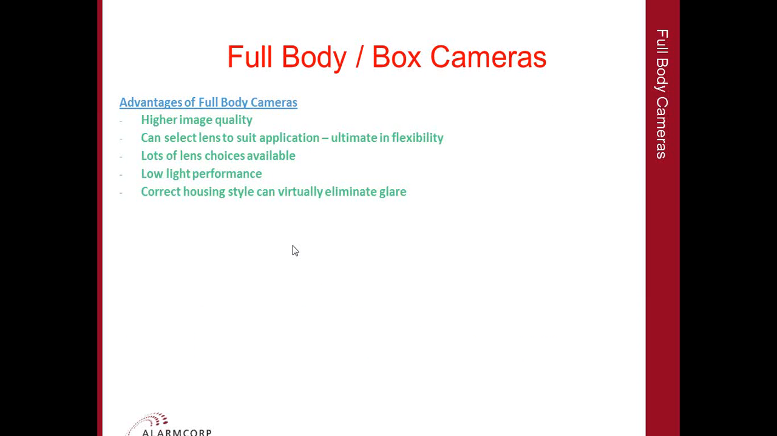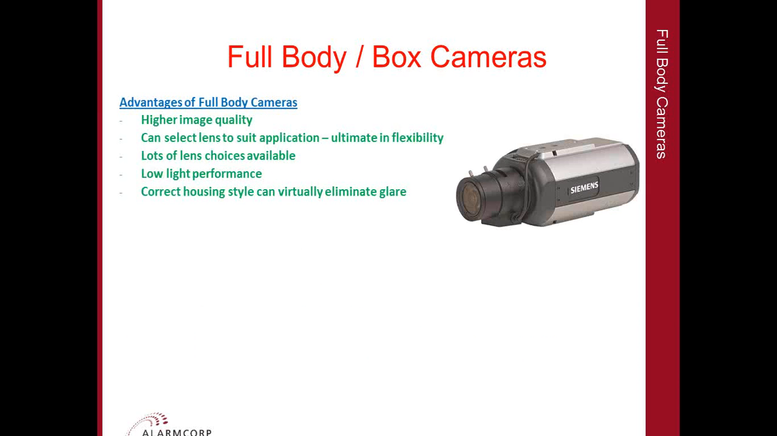Okay, full body or box cameras, typified by the image shown here. The advantages of full body cameras is they normally always deliver higher image quality. In some respects, full body cameras are as good as PTZs. You can select the lens to suit the application, which gives you the ultimate in field of view flexibility. Unlike domes, you can go as wide as 2.3 or 2.5 mm lenses, which gives you field of view wider than 90 degrees. Or you can go down to 80 mm focal length to really narrow in on an image further away.